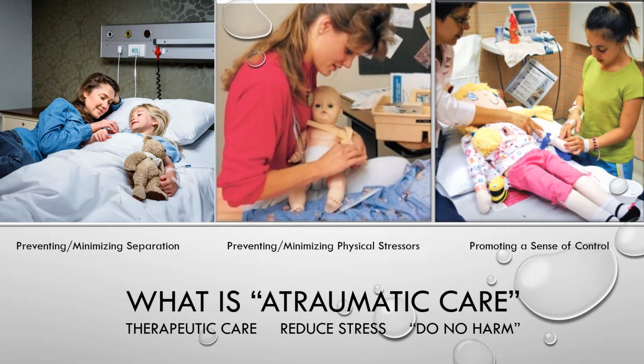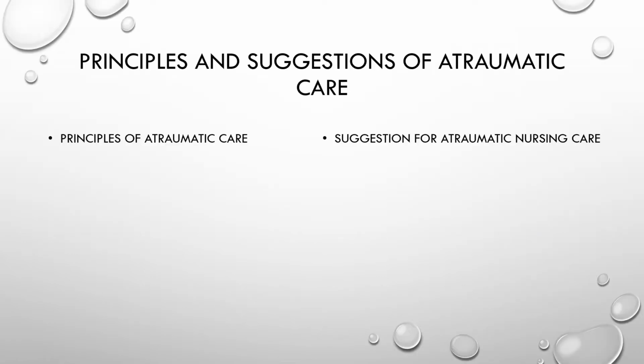Atraumatic care is defined as therapeutic care that minimizes or eliminates psychological and physical distress that can be experienced by children and their families in our healthcare system. This concept is based on the underlying premises of do no harm. As nurses, we can decrease the child's exposure to stressful situations and prevent and minimize pain and bodily injury. So let's look at each of these principles and what are some of the suggestions of atraumatic care.